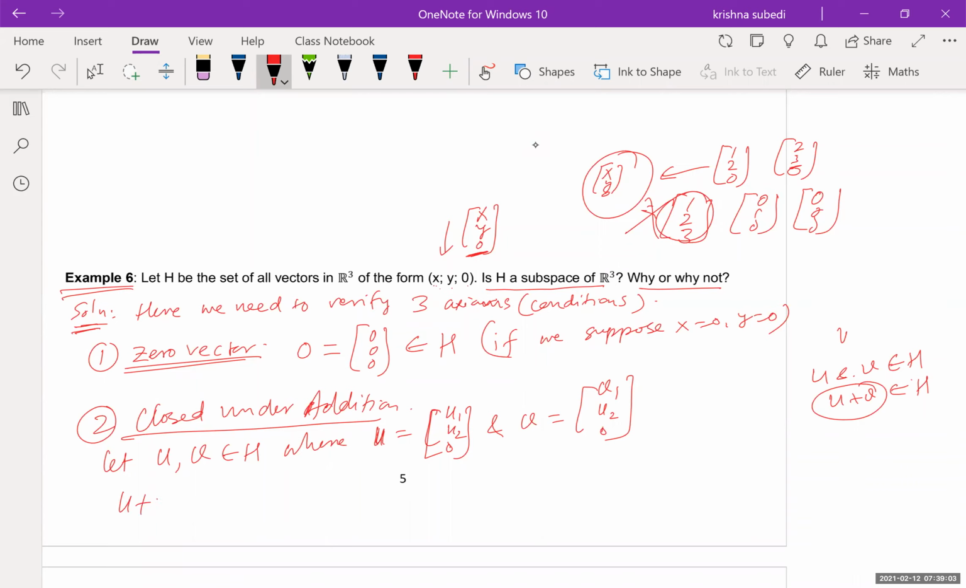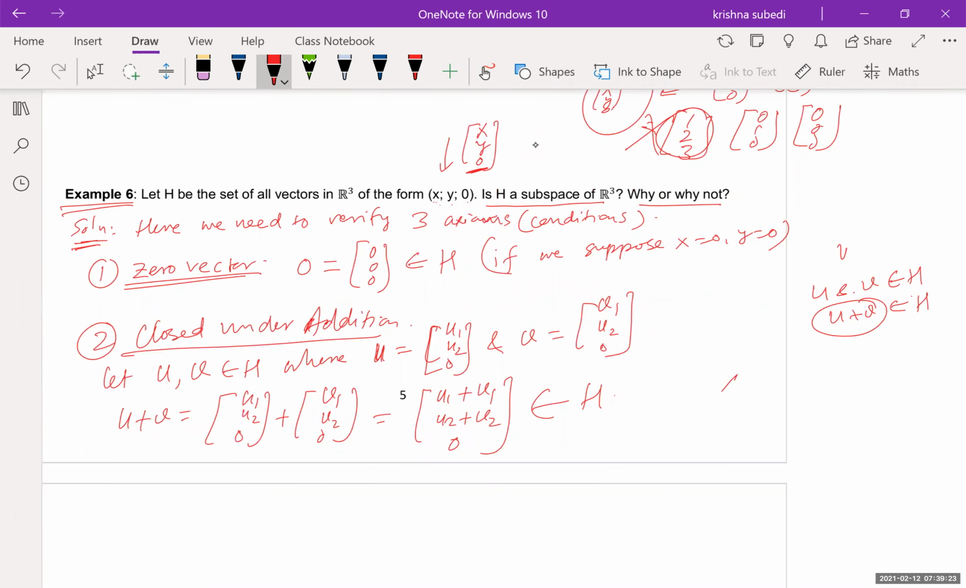So u plus v will be u1, u2, 0 plus v1, v2, 0. And that's going to give me u1 plus v1, u2 plus v2, and 0. Clearly, this object is similar to x, y, 0, right? u1 plus v1 is some number, just like x. u2 plus v2 is also another number, just like y. And the last one is 0, therefore this belongs to H. So condition 2 also checks.